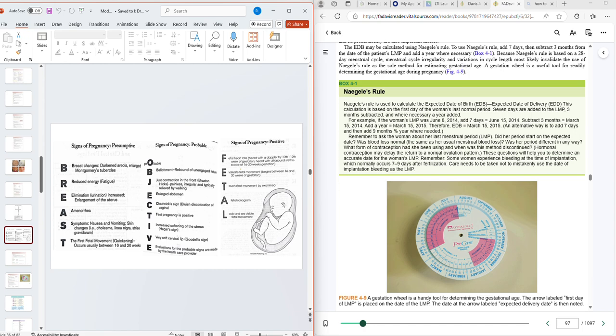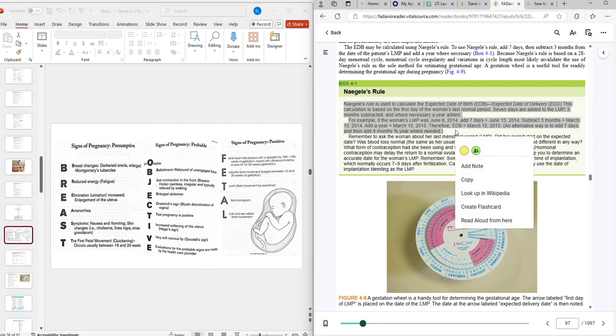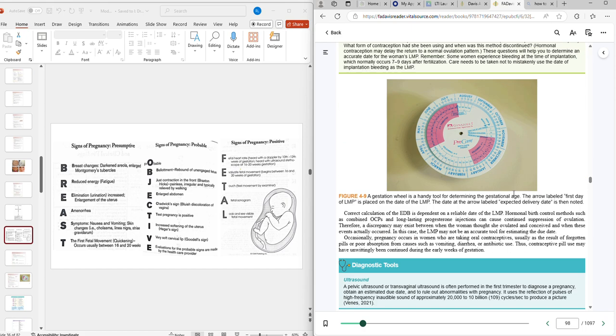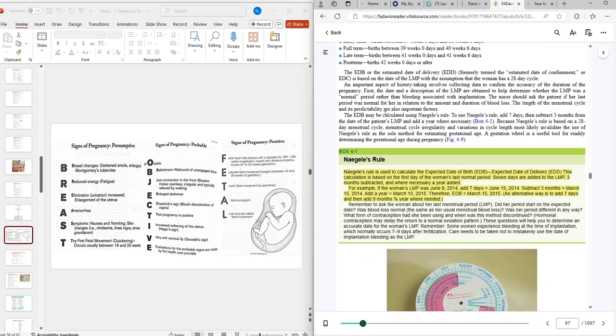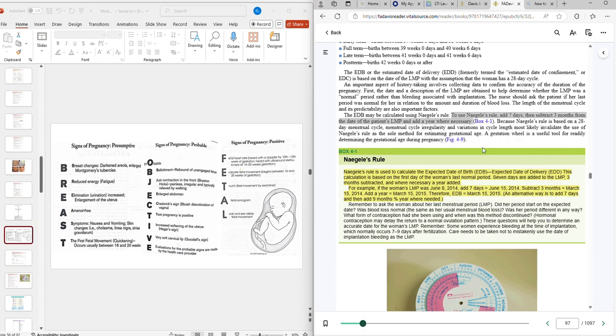We're going to practice some of these in class. You just need to know how to calculate Naegele's rule. Right there it is. And then it's also listed here. To use Naegele's rule, you add 7 days and subtract 3 months from the last menstrual period date, and then add a year.